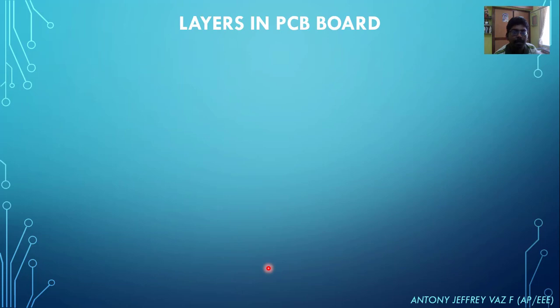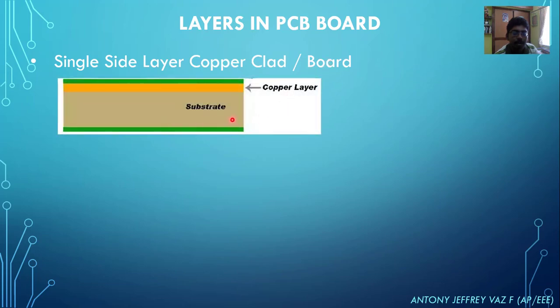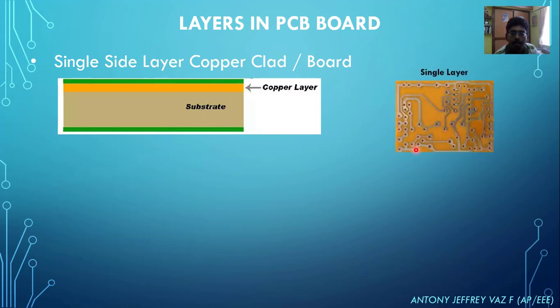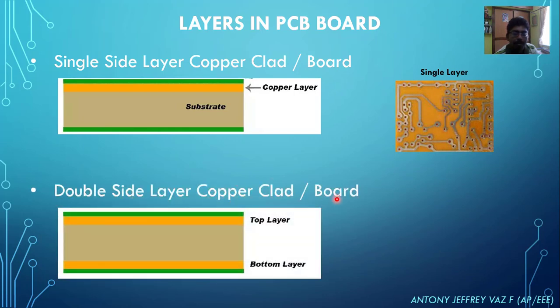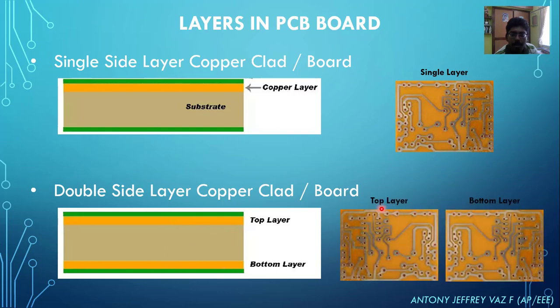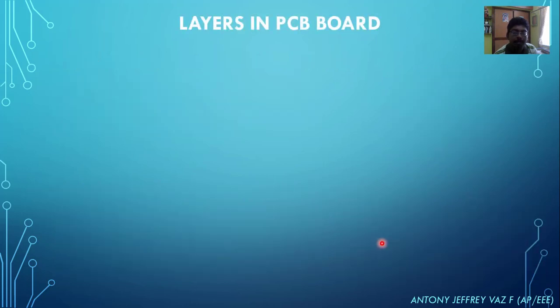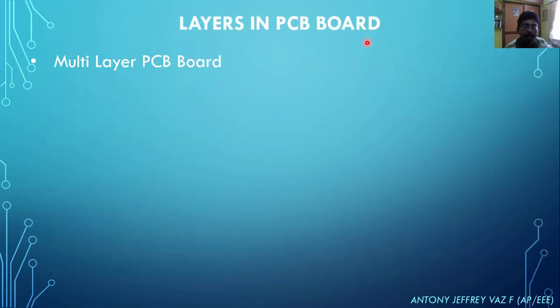Layers in PCB board. Single layer copper clad board. Here shows a single layer board. It is the substrate, and this one is the copper layer of the board. It has only a single copper layer, and you can see the copper layer over here. This is the double side copper clad board. Here this one is the board, and we have two copper layers. One is the top and another one is at the bottom. This one is the top layer and this one is the bottom layer of a double side layer copper board.